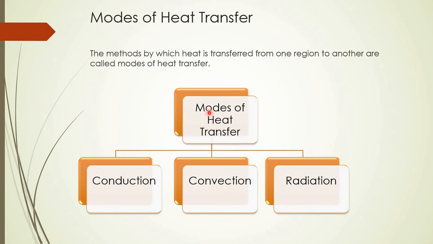There are basically three modes of heat transfer: conduction, convection and radiation. Whenever heat is transferred from the higher temperature to the lower temperature, it will be transferred with the help of conduction, convection or radiation. So there are three methods of heat transfer: conduction, convection and radiation.